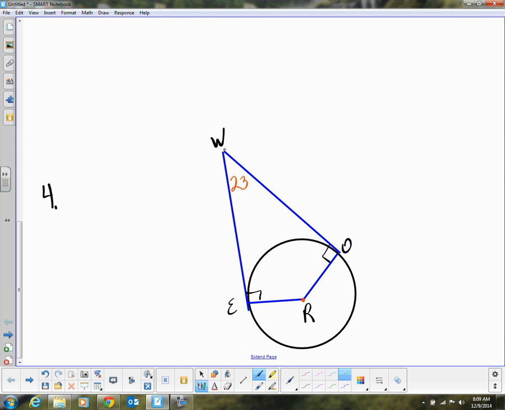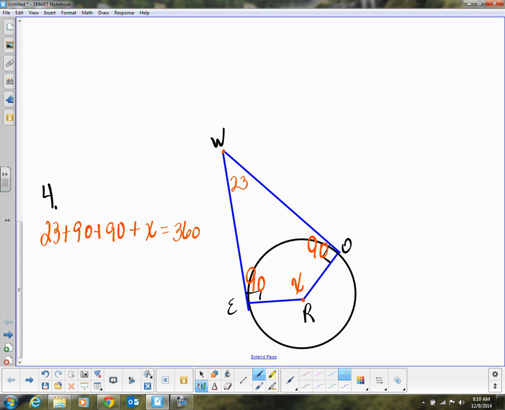Now, this vertex is outside the circle. One option would be to do large arc minus small arc divided by 2. But do we know either arc? No. So that's not an option. We do know this is 90. We do know this is 90. We do know that is 23. So how are we going to find angle R? 23 plus x should equal what?